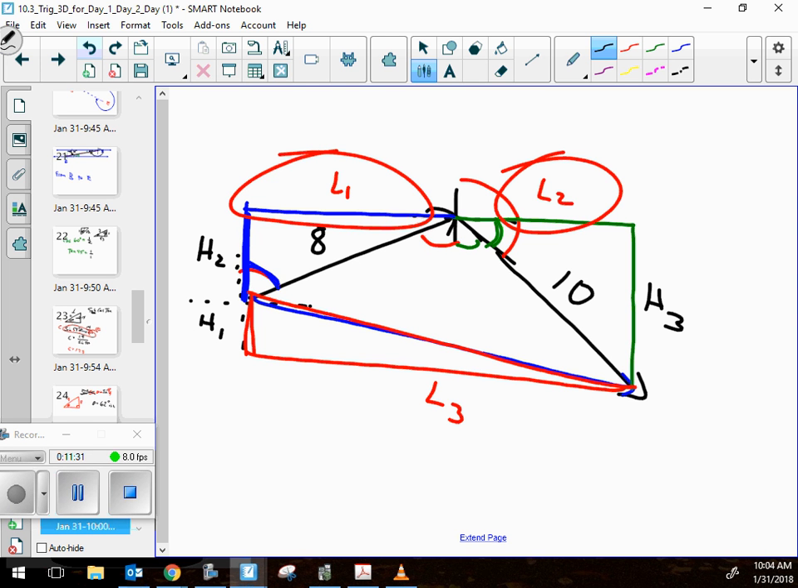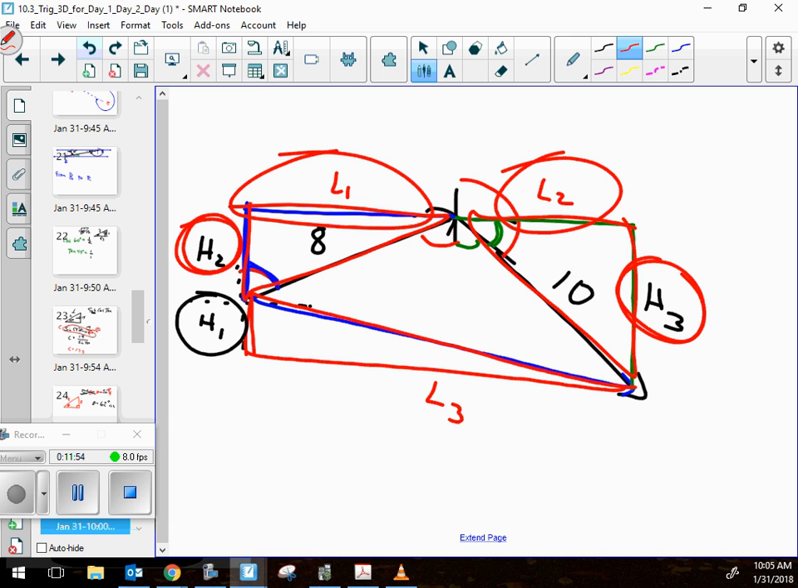Which is the one that we would not know? H1, H2, or H3? H1. There's no way to know H1 because we don't have any sides of its triangle yet. You know what I'm saying? Okay, so then we must know this one because it's part of this triangle here. And we'd know this one because it's part of this triangle here. All right, that's the big overview of the Scrappy the Dog kind of question.